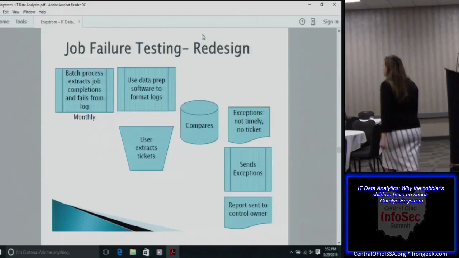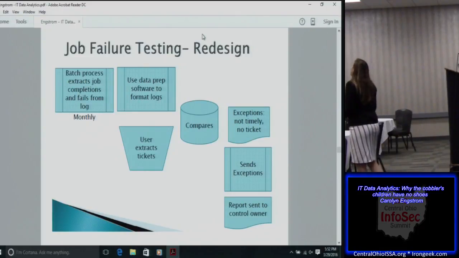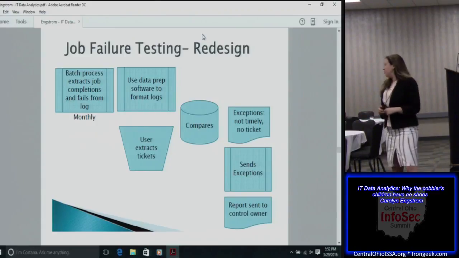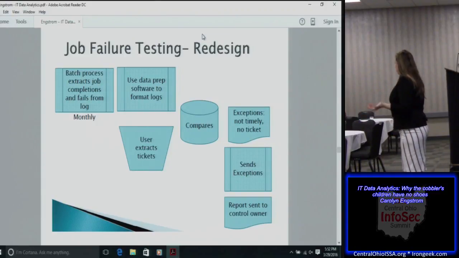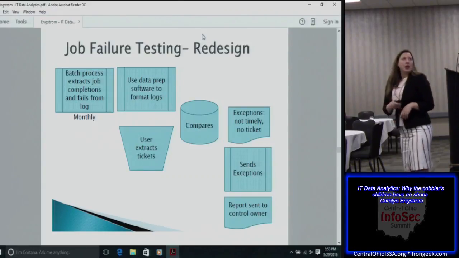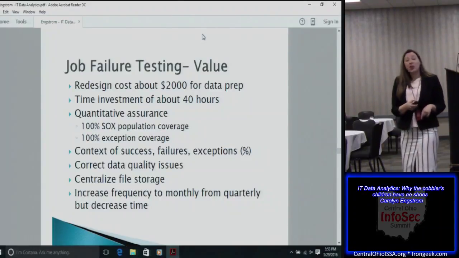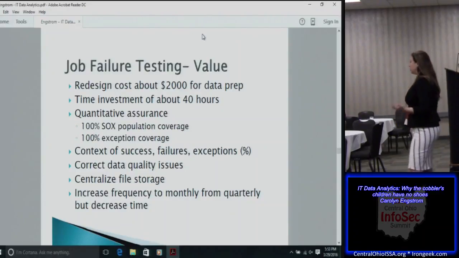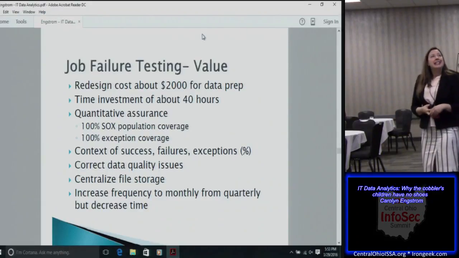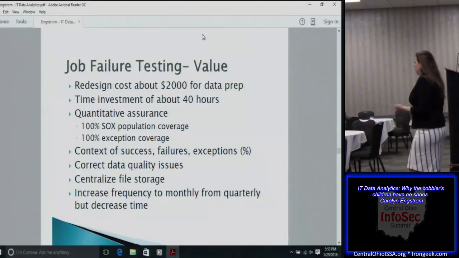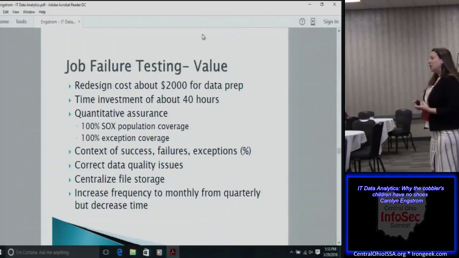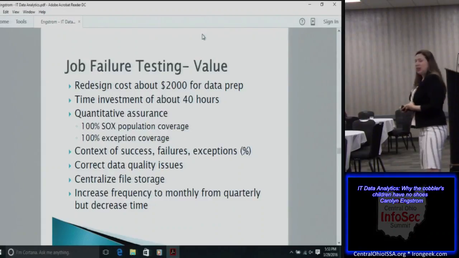Sure. We had a policy. So for each ticket, if a job failed, it had to be resolved within 48 hours. So that was our time. So that was the initial value. The entire redesign cost about essentially the cost of the data software, which is about $2,000 for my license. It took me about 40 hours to format input files to those 13 applications. We have 100% population coverage for our job population.